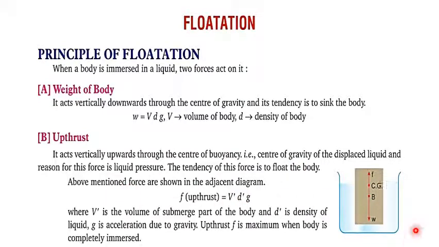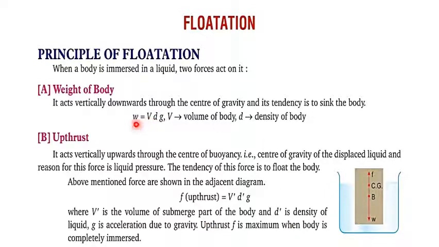As in the diagram, this diagram we have seen many times. So what are the two forces acting? The weight is acting at the center of gravity, the upthrust is acting at the center of buoyancy. What will be the formula for upthrust? That is V' d' g. What is V'? The volume of the submerged part of the body. We need to only consider the submerged part. d' is the density of the liquid. g is the acceleration due to gravity.